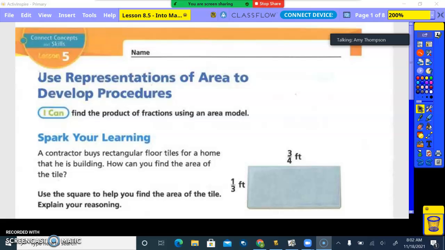Spark your learning. A contractor buys rectangular floor tiles for a home that he is building. How can you find the area of the tile? Use the square to help you find the area of the tile.